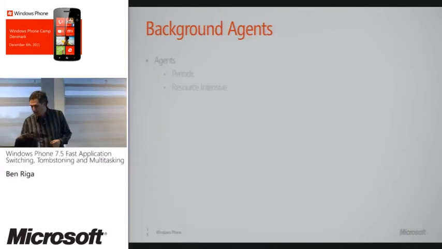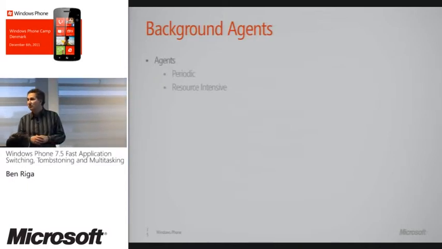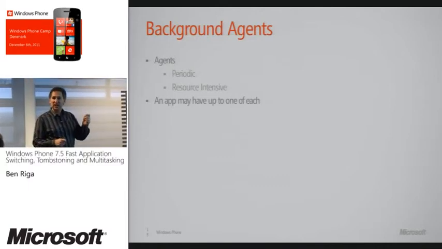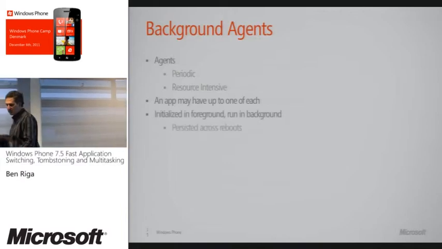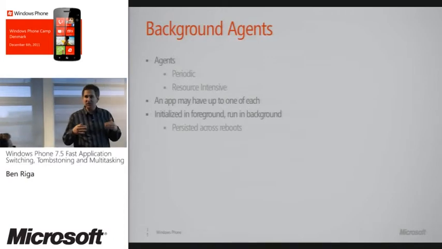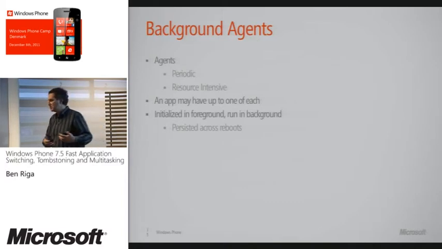So let's talk about background agents. Background agents are kind of generic. There's 2 of them. One is called periodic, and the other is called resource intensive. You can have up to 1 of each. So your application can run in the foreground, as well as have background agents. It's up to you. And those are initialized in your foreground app. So an end user actually has to run a foreground app, and in that foreground app, that's what you use to launch your background agents.